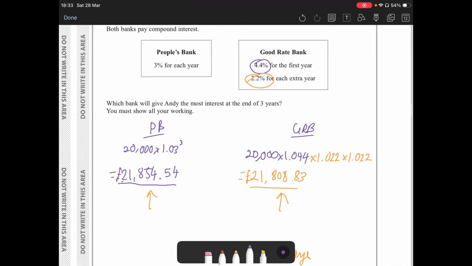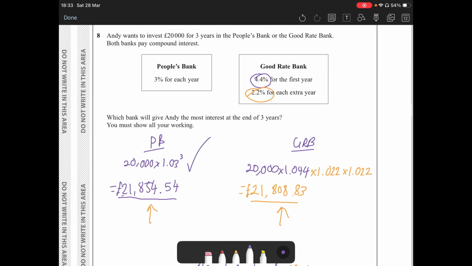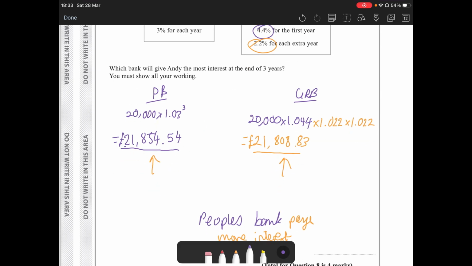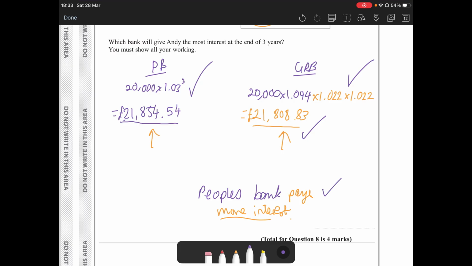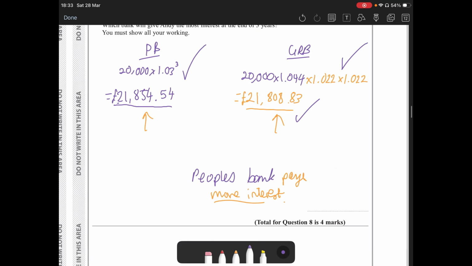But yeah, you get 1 mark there, 1 mark there, 1 mark for getting two comparable figures, and obviously the 4th mark for the correct conclusion. You don't qualify for the conclusion unless you've earned the first 3 marks, just so you know.